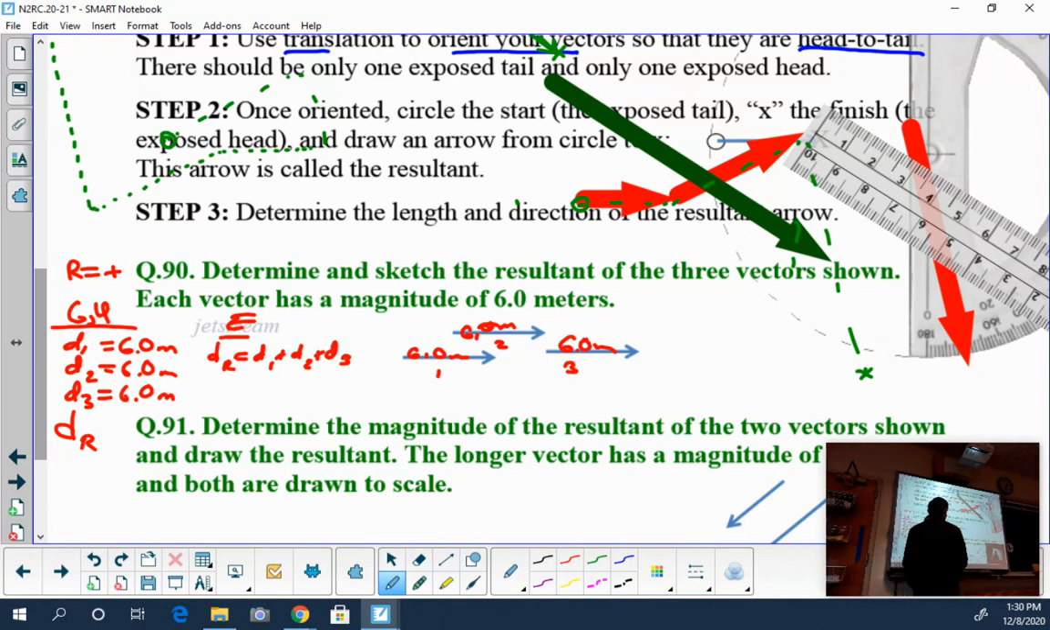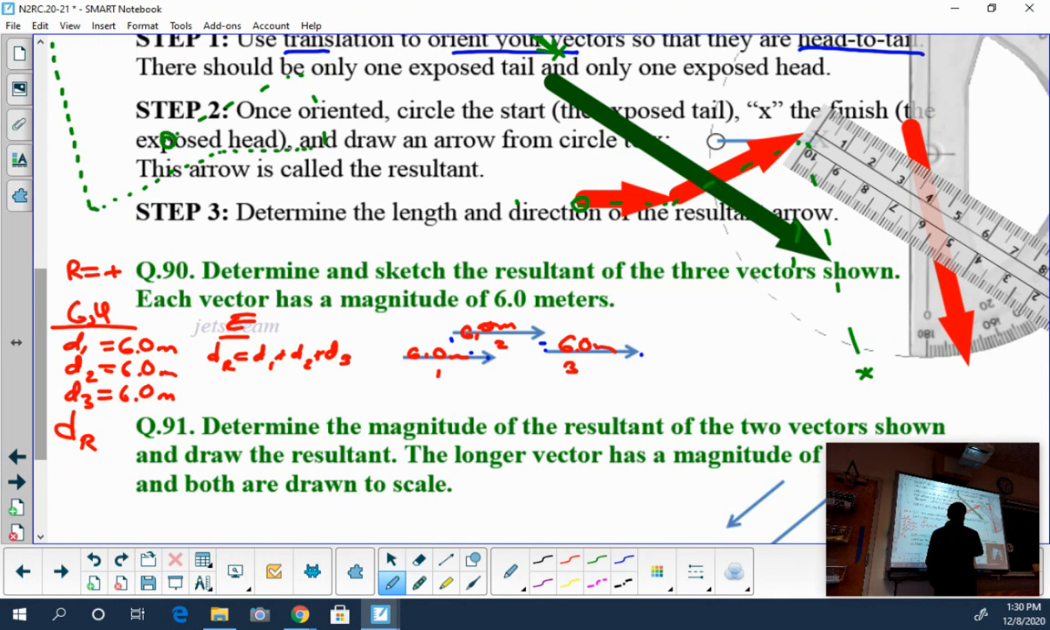The other way to do this, though, which I want you to practice, I know it's very easy here, but do it anyway. The other way to do this is to translate, pick them up and move them. So let's keep one in place. They're not head to tail right now. Notice their heads and tails are separated. Let's make them all head to tail. Let's leave number 3 where it is. I'm going to redraw number 1, head to tail with 3.